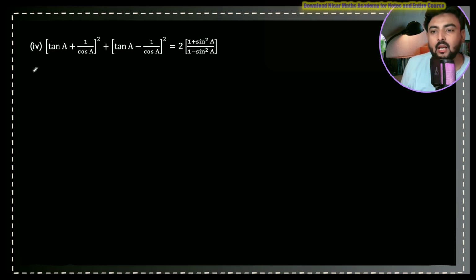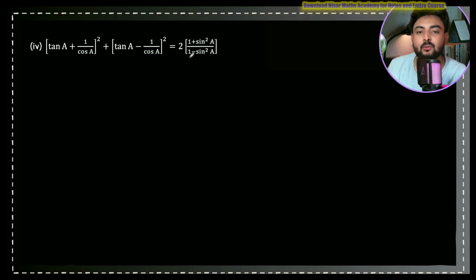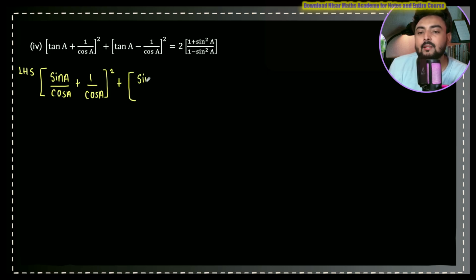So the next question we have is tan a plus 1 by cos a whole square plus tan a minus 1 by cos a whole square. We have to prove it as 2 in bracket 1 plus sin square a, 1 minus sin square a. Okay, so children, what we'll do, we'll take the left hand side and we'll start by trying to convert it into sin and cos. So can I say that tan a can be written as sin a by cos a, so sin a by cos a plus 1 by cos a, plus then again I have tan a, it will be sin a by cos a minus 1 by cos a.